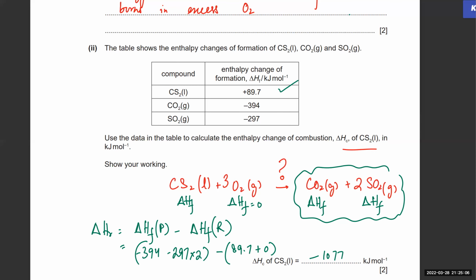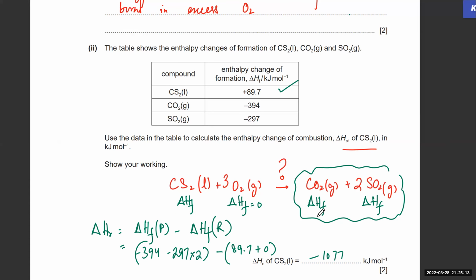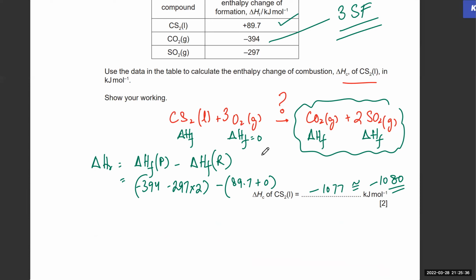I'll just quickly check this. It's coming out to minus 1080. So again, be careful. The values were accurate up to 3 significant figures, so your answer should have been rounded to 3 significant figures. It should have been minus 1080. Make sure you're careful about this. Your answer cannot have 4 significant figures. It can't be more accurate than the data that's given.